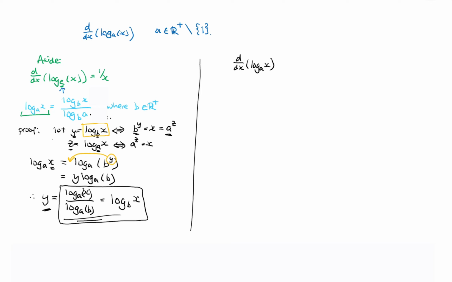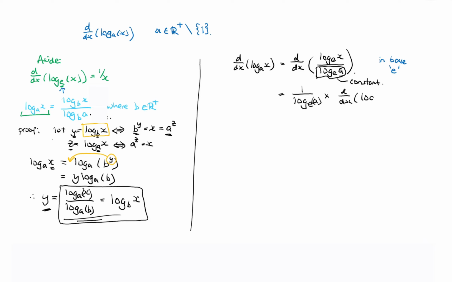Alright, so let's find the derivative of log_a of x. So we need to write it in terms of base e. So using what we know in change of base, we can rewrite it as log_e of x divided by log_e of a. And how to remember is that the a is the base, so it will be at the denominator, and x is the inside, so it will be the numerator. Now log_e of a, that's a constant. We can take that out when deriving it. So 1 over log_e a times the derivative of log_e x.